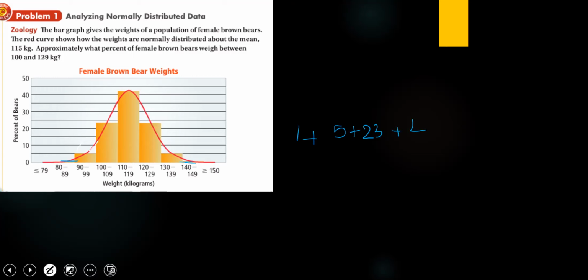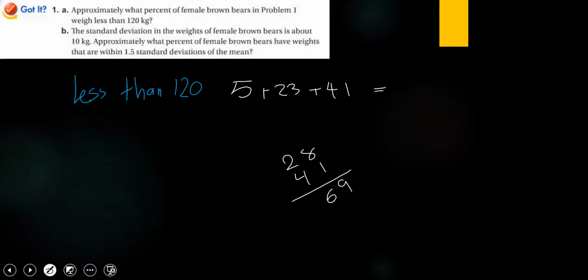plus 42. So okay, 5 plus 23 is 28, plus 1 is 29. 29 plus 42 is 71. So here we have 5 plus 23 plus 42 plus 1, which is 71%.